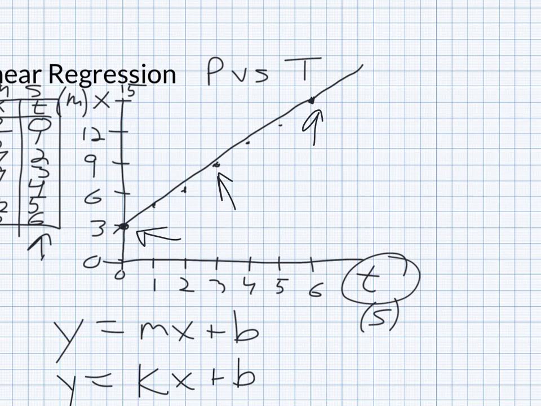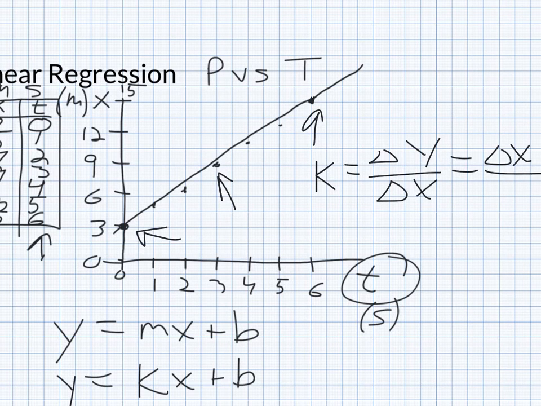So let's do our slope. Our slope is going to be, so k is our slope. K should be delta y over delta x, rise over run. Or in this case, that's the same as saying delta x, because that's our vertical axis, over delta t, if I'm using the variables that represent these axes. And delta is always a final subtract an initial.